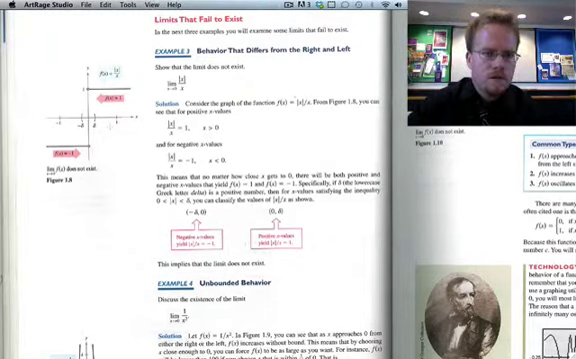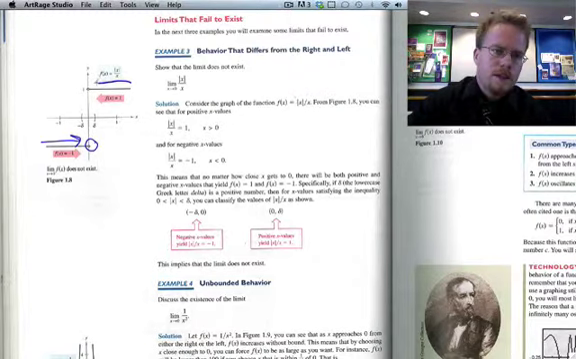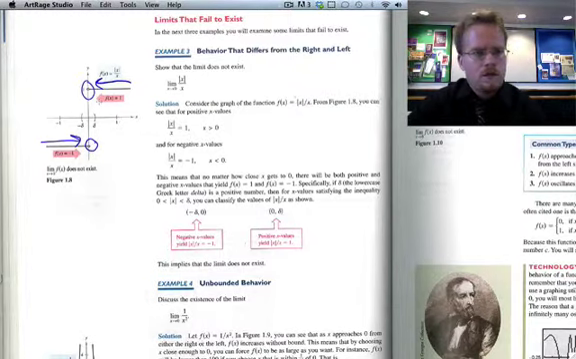Goodwin. So clearly, if we go from the left side here, we're approaching -1. If we're going from the right side, we're approaching +1. And these two are not the same value. So this function does not have a limit because we're approaching different values from the left and from the right.